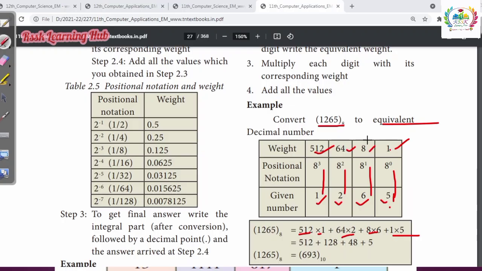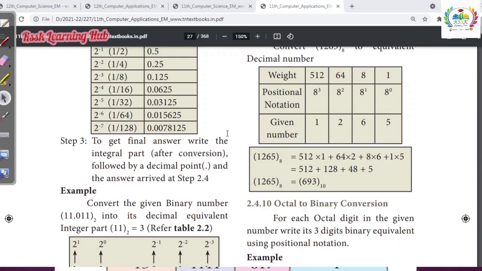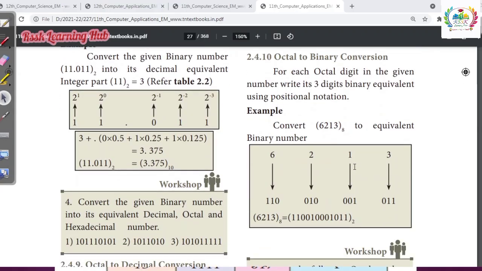You have to check this one. This is octal to decimal, so to the base 10. Decimal means 10, octal means 8, binary means 2, hexadecimal means 16. Like that you have to make your representation. Okay. Next we'll see about octal to binary conversion.